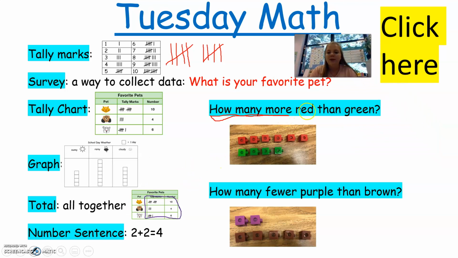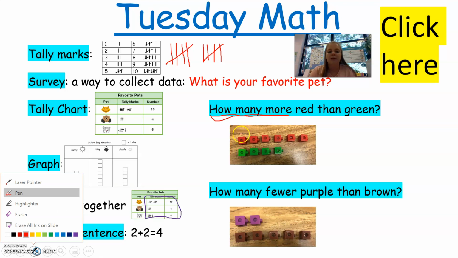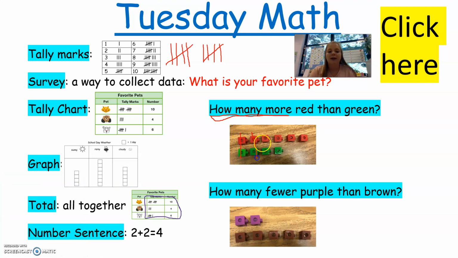Okay, so how many more red than green squares do I have here? So I have them lined up, and I want to know how many more. So how many extra red than green? One way I could do it is by matching up my pairs, and then seeing how many do I have left over. 1, 2. So I have 2 more red than green.